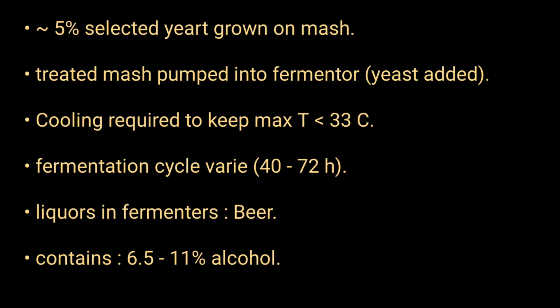Fermentation. Around 5% of the total volume of selected yeast is grown in the yeast tub on a corn barley malt mash previously sterilized. The treated mash is pumped into the fermenter, and as soon as 10% of the mash has been pumped, yeast is added. Cooling is required to keep the maximum temperature no more than 33 degrees centigrade.